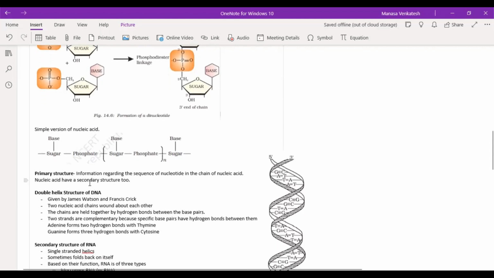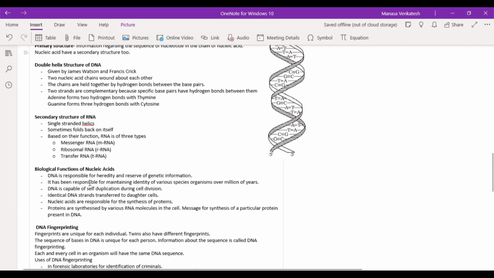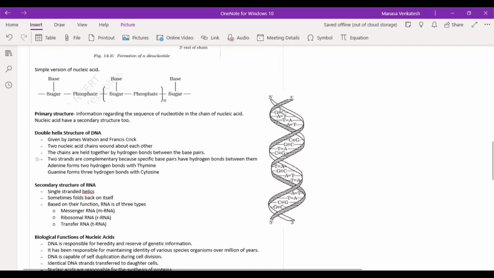Now, in case of a secondary structure, the nucleic acids, the nucleotides, can exist as a secondary structure as well. And that is where we have this beautiful double helix. So the double helix structure was actually given by James Watson and Francis Crick. So what they said was that the two chains of nucleic acids are wound together and the bases are going to form hydrogen bonds in between them. So remember, in case of our secondary and tertiary structures of proteins also, we studied about the presence of hydrogen bonds between the various amino acids. Similarly, in this case as well, you have hydrogen bonds between the base pairs.